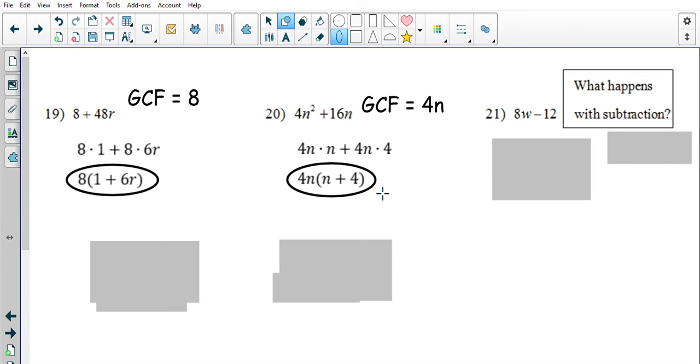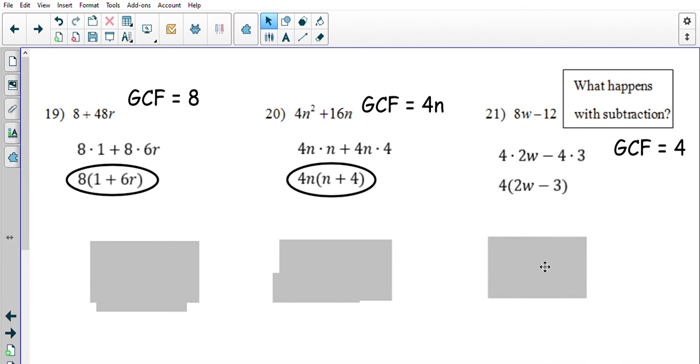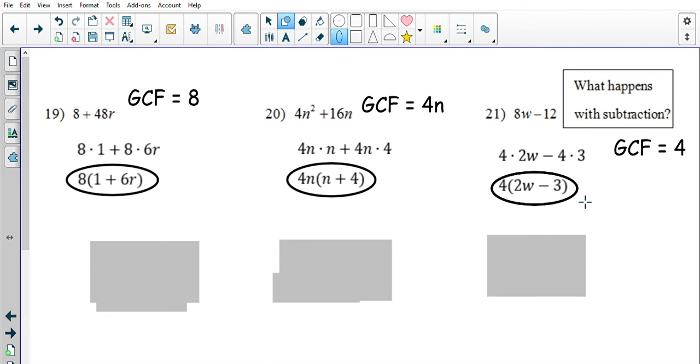Now in question number 21, we see our first question with subtraction. Guess what? You don't really treat this any differently. Find your GCF of 8 and 12, which is 4. We've got 4 times 2w for 8w, 4 times 3 for 12. And the 4 goes outside the parentheses. Inside the parentheses, though, you're going to have 2w minus 3 instead of 2w plus 3.